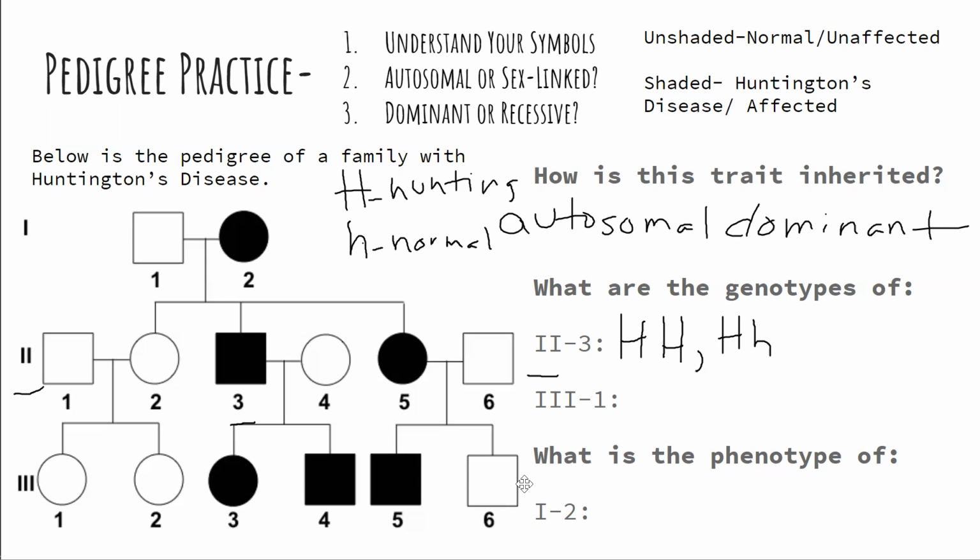Let's look at generation 3. Here we go. Generation 3, individual 1. Here's individual 1. She's not affected. So what must be the only possibility? She's normal. She's unaffected. She's unshaded. So what must be her only possible genotype? Good. Lowercase h, lowercase h. Because if she had one capital H, she would be shaded in, but she doesn't. She doesn't have this dominant trait. So she has two recessive alleles. She is homozygous recessive.